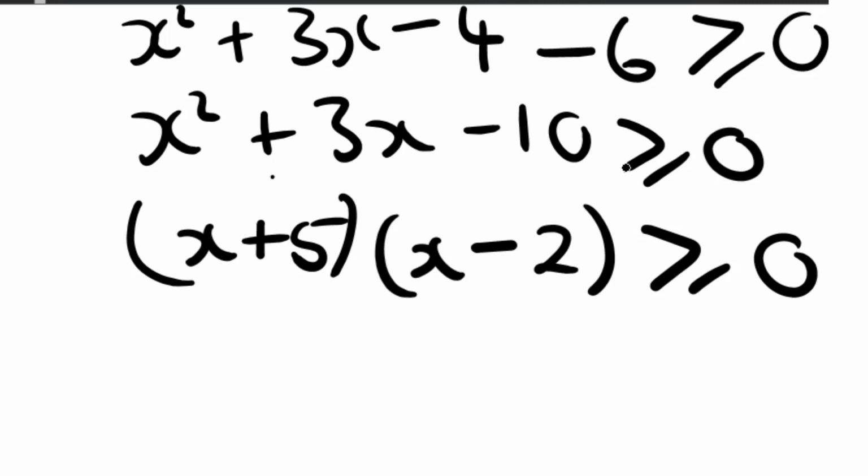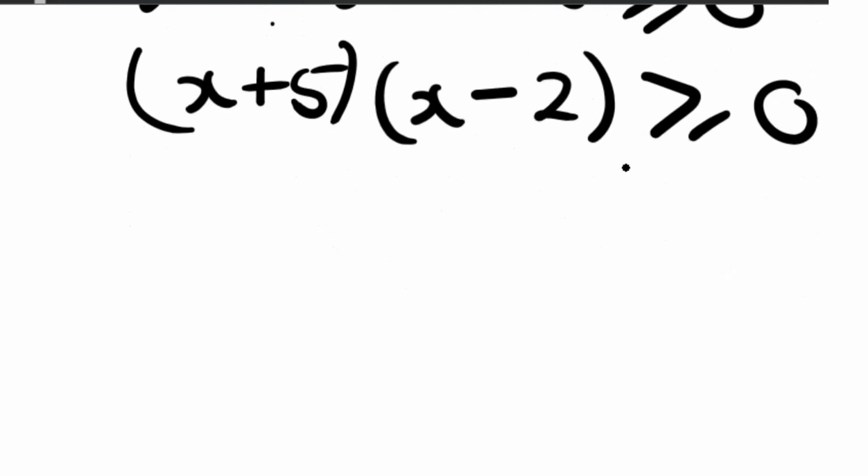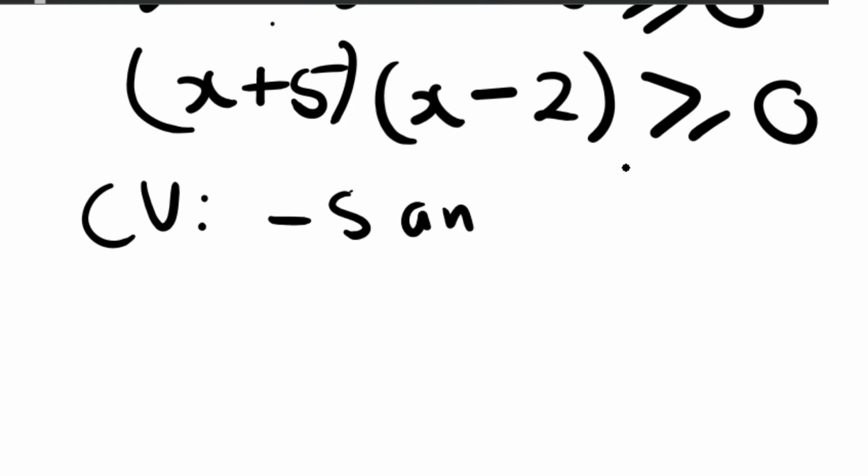Now from here we want our critical values. Our critical values will be minus 5 and 2. Minus 5 for this one and 2 for that one. When you plug 2 here, we get 0. And again, when you plug minus 5 there, we have a 0 on our left hand side.